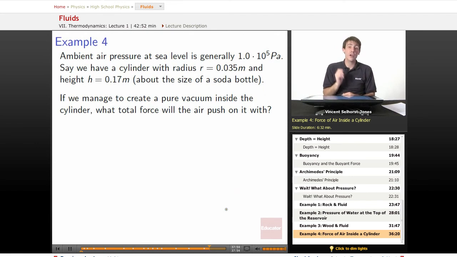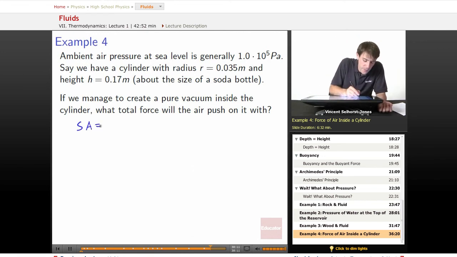But if we manage to make a perfect vacuum, suddenly there's going to be all that force of air pressure pushing down on it, and there'll be nothing to resist it with. And so we're going to actually see some really big changes. So first we have to figure out how much area does the air pressure have to push with. So we need to figure out what's the surface area of that cylinder.